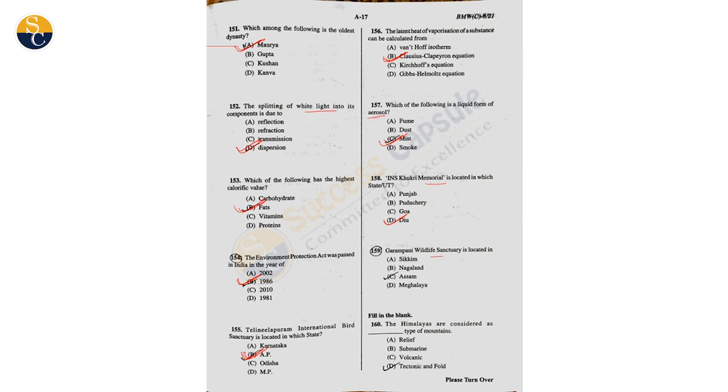Next, Garampani Wildlife Sanctuary is located in Karbi Anglong district of Assam. And it is home to Hoolock Gibbons and Golden Langurs. Next, the Himalayas are considered young fold mountains. And fold mountains are formed when two tectonic plates collide with one another. So, answer is D, tectonic and fold.